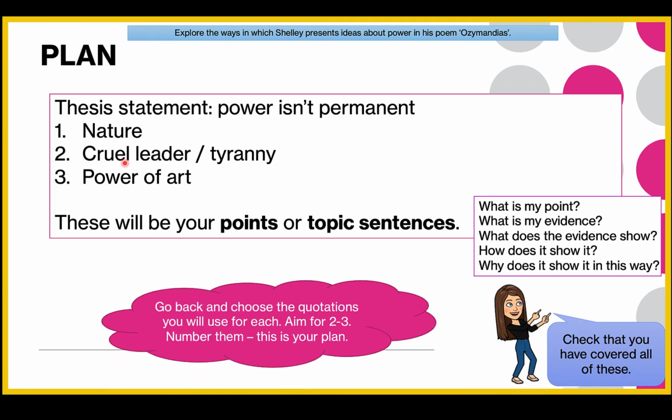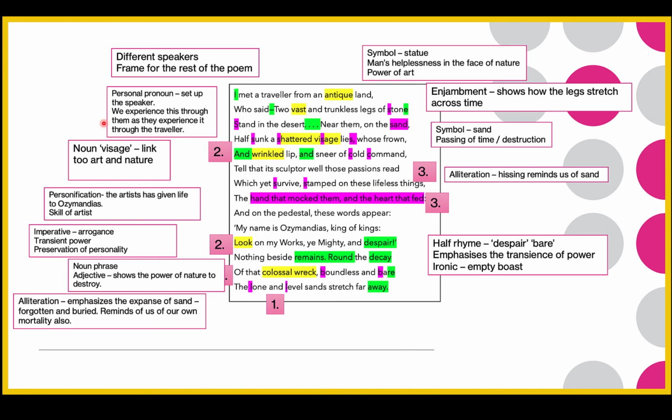Once you've got these, then you can go back and choose the quotations that you want to use for each. Do aim for 2 to 3 quotations for each of these different sections, each of these different points, and then just number them. So you don't have to write out a brand new plan. You could if you wanted to. Depends how you choose to organise your ideas, but you could just have these scribbled down somewhere on your paper, on your poem, and think, right, okay, I'm going to talk about nature first of all. Now I'm going to have a look back at the poem that I've already highlighted and annotated. Which 2 or 3 quotations can I use in my answer to talk about nature?